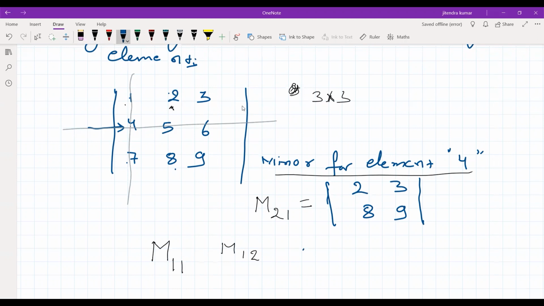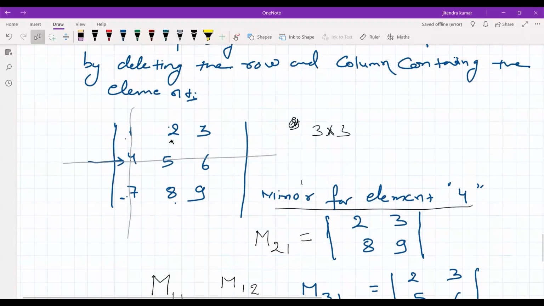Similarly, we can write M31. Now 3 means third row and first column. So we will have 2, 3, 5, 6. In this way we can find the minor of any element of any determinant. Now the second term here is cofactor.